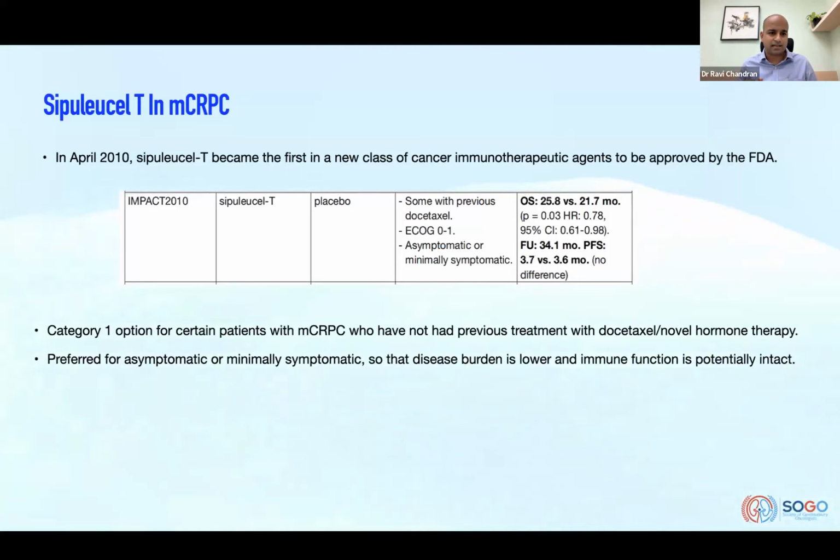Well, it was a category 1 option for certain patients of metastatic CRPC who had not had any previous treatment, neither docetaxel nor novel hormone therapy. It's preferred in asymptomatic or minimally symptomatic patients.